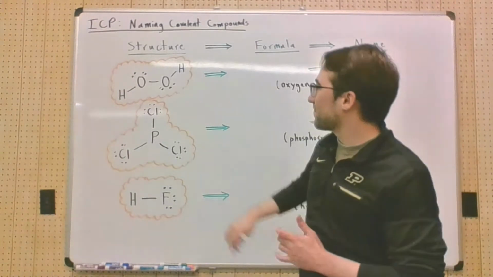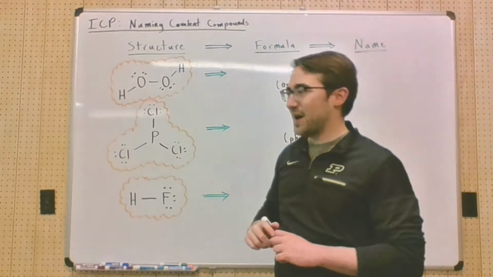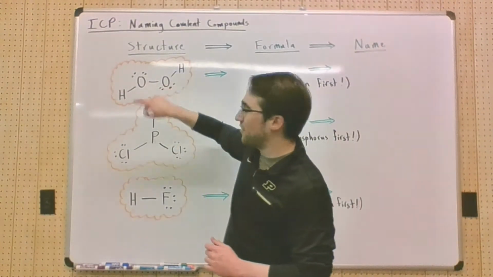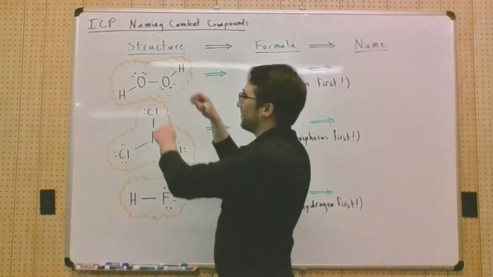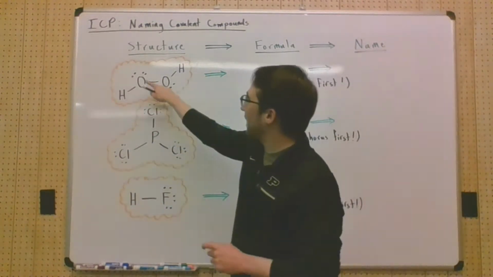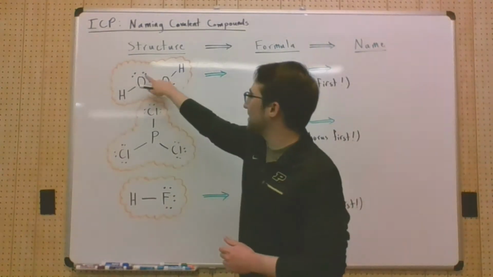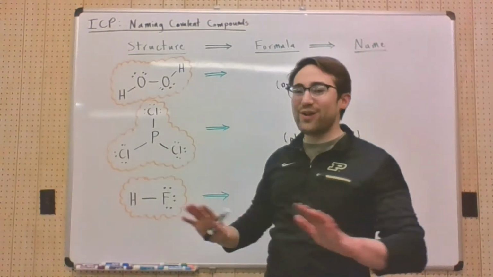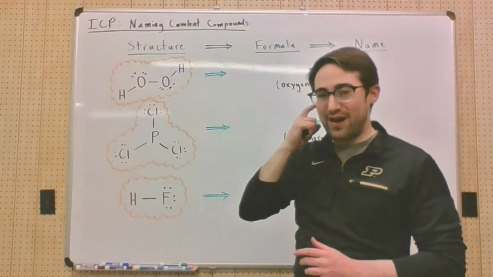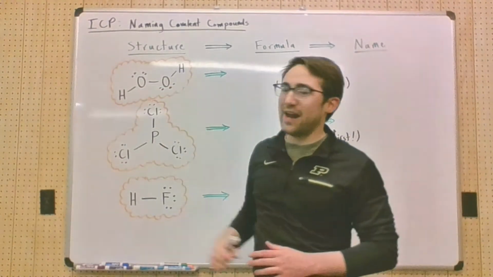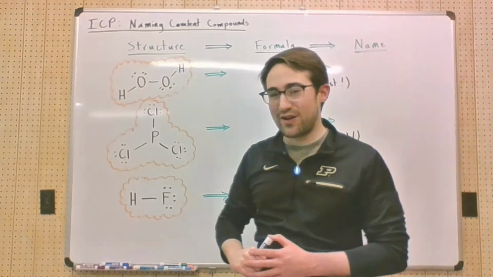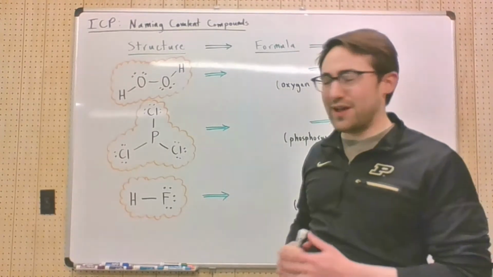Okay? So for this first structure, I'm going to look at this. I've got 2 oxygen atoms here, and I've got 2 atoms of hydrogen. They're all connected together by lines, so this is a covalent compound. I've also got some extra dots here on the O's, but I don't need to worry about that. All I'm going to worry about is how many O's and how many H's I have in this structure. Okay? That will tell me my formula.